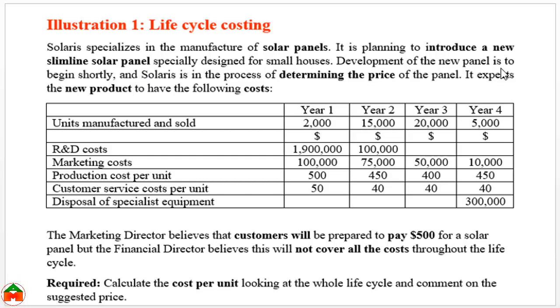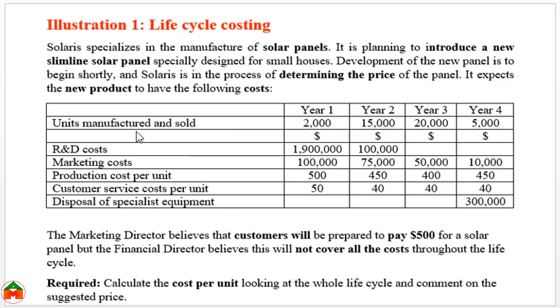Development of the new panel is to begin shortly, and Solaris, the company, is in the process of determining the price of the panel. The company expects the new product to have the following cost. So these are the estimated costs for the product's whole life cycle. We can see the cost starts with the R&D, then marketing cost, then production cost, then customer service cost, and ultimately disposal of special equipment. This is the withdrawal cost of the product from the market.